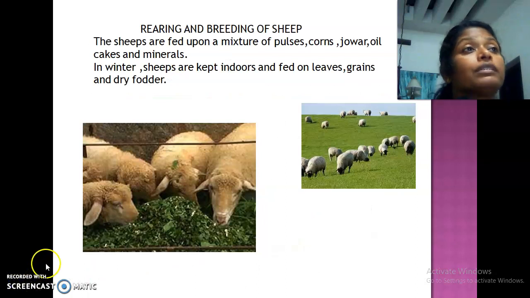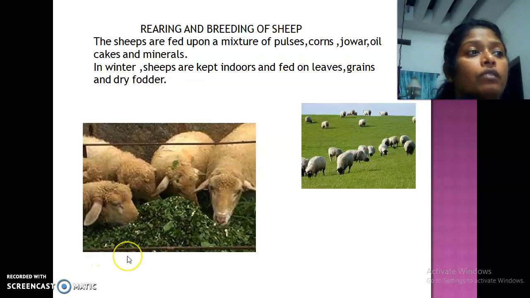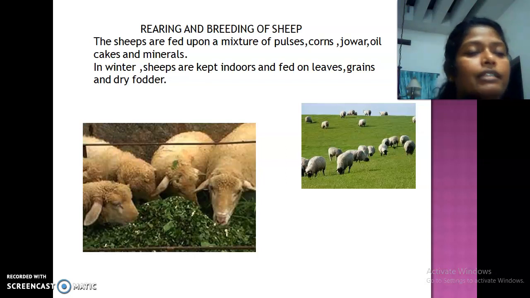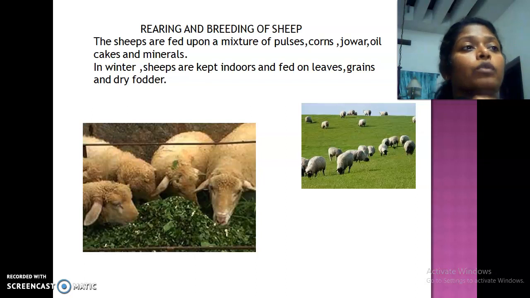Now we have to learn about the topic rearing and breeding of sheep. In your house you might have a dog or a cat or a hen or a cow. So you know what care should be given to these cattle or these animals, pet dogs or cats. We have to give them care. We have to look after them.